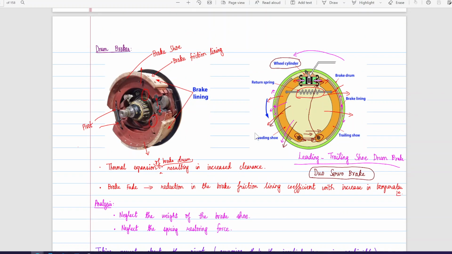Okay, so the drum brake has multiple components. Here we are looking at the drum brake system of a truck from which the brake drum has been removed so that the internal components are visible. So here you can see the brake friction lining. This is the material which actually rubs against the drum to generate the braking force. This brake lining is mounted on a brake shoe. Okay, this brake shoe has these roller pins, and it is mounted with these pivots.